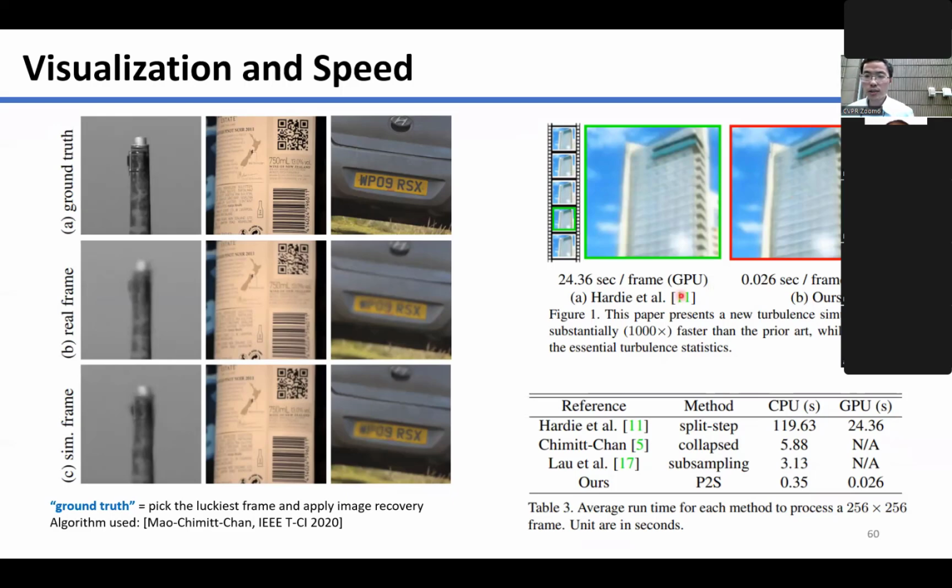To give you an idea of the speed, for the split-step, this is the reported time in the literature: GPU, 24 seconds per frame. We are doing 0.026 seconds per frame. So that really opened the room for a lot of neural network studies.